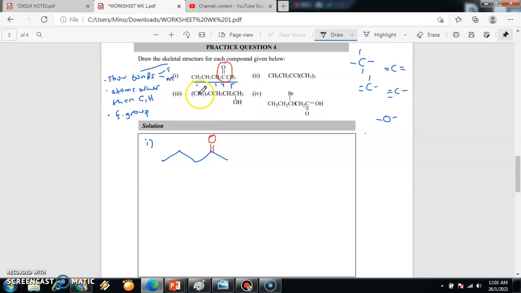So bracket ini adalah branch. So ada 3 branch dengan mana? Dekat carbon yang ini. So ini kita punya longest carbon chain. So our longest carbon chain consists of 1, 2, 3, 4 carbon. Ada 4 carbon. So kita start dengan the first carbon.